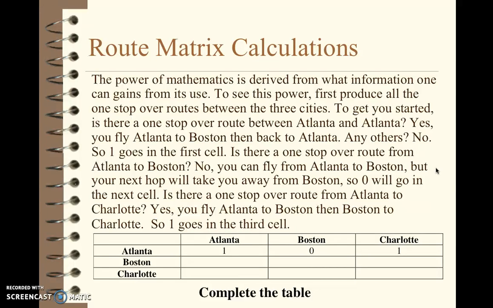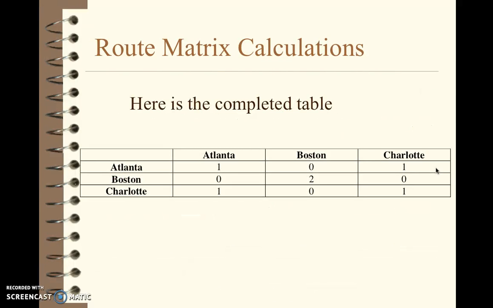Okay. So based on our diagram, we're going to complete this table, and the way we would do it is like this. We've got from Boston to Atlanta, there's no stopovers, but from Boston to Boston, there's two. Now, think about that. From Atlanta to Boston is a direct route, from Boston to Charlotte is a direct route. So we've got a 2 there because you can go from Boston to Atlanta back to Boston, or you can go from Boston to Charlotte back to Boston. That's why we've got the 2 in here for our Boston one.